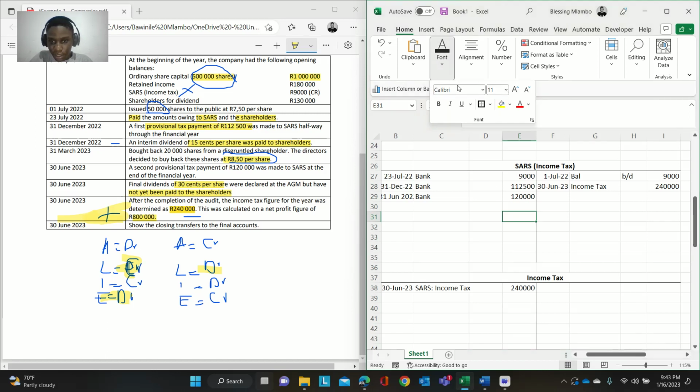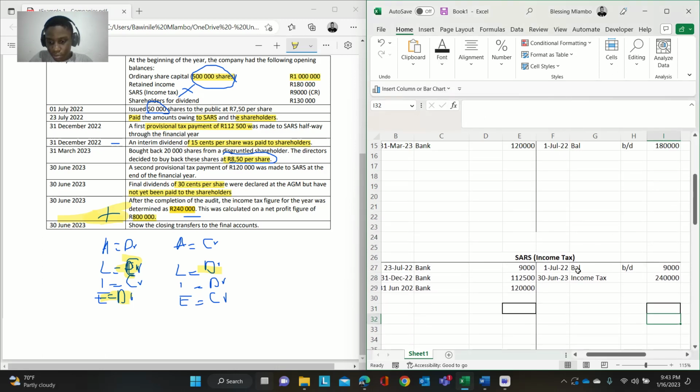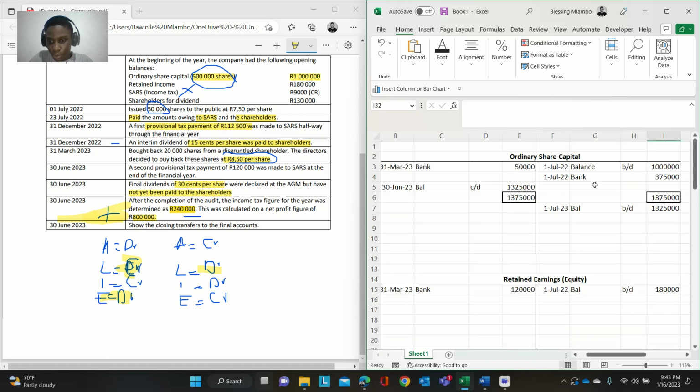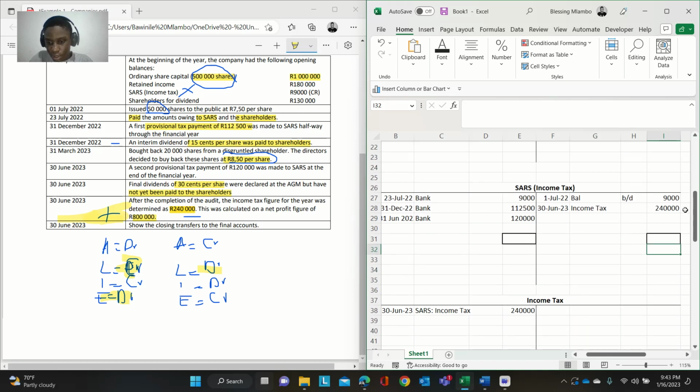You can just say, okay, cool, we balance it off. So this is a liability account. It's also balanced so that you have an opening balance for the next financial year. Same with ordinary share capital, because it's an equity account. So we're going to say which side is bigger between the two. So I don't know, let me take a guess. So this is going to be 120, this is going to be 125, and this one is going to be, so this is 2240.